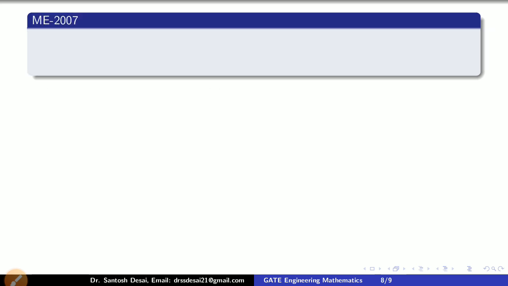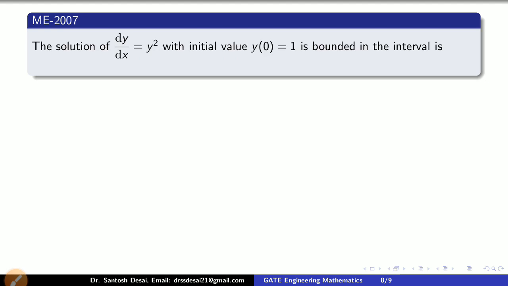Now let us consider the last one. The solution of dy by dx is equal to y square with initial value y of 0 equal to 1 is bounded in the interval: minus infinity less than or equal to x less than or equal to infinity; minus infinity less than or equal to x less than or equal to 1; x less than 1, x greater than 1; and minus 2 less than or equal to x less than or equal to 2.